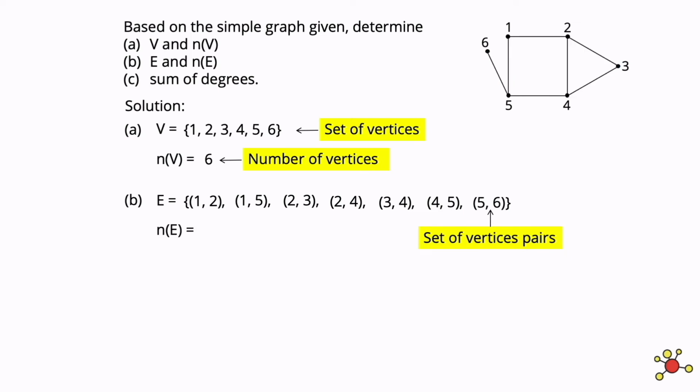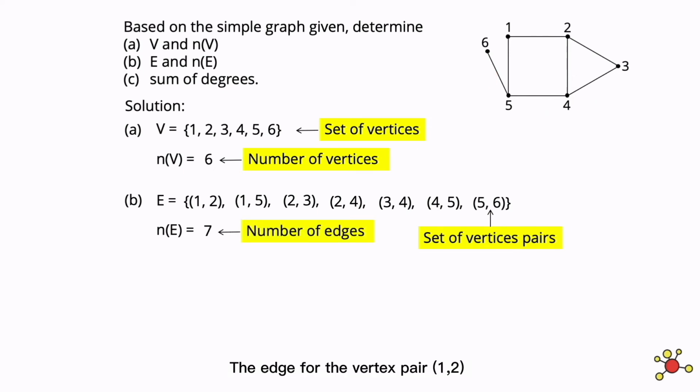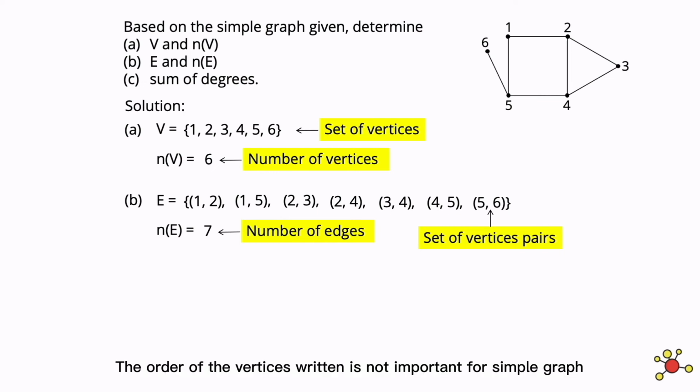The number of edges: we count the edges 1, 2, 3, 4, 5, 6, and 7. The number of edges is 7. The edge for the vertex pair (1, 2) is also the edge for the vertex pair (2, 1). The order of the vertices written is not important for a simple graph.